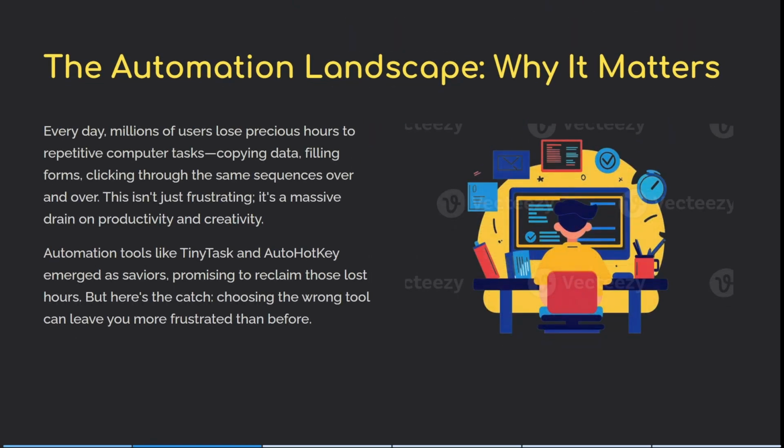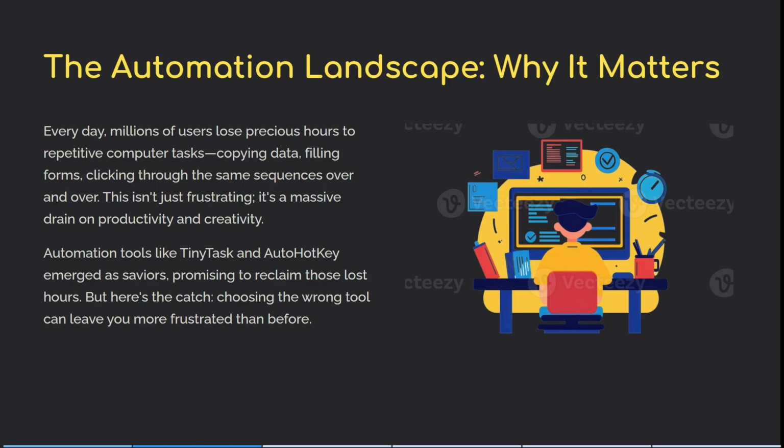First of all, the automation landscape and why it really matters. Every day, millions of people lose precious hours to repetitive computer tasks: copying data, filling in forms, clicking through the same sequences over and over. We may not realize it, but it is quite frustrating, and it's a massive drain on productivity as well as your creativity. Automation tools like TinyTask and AutoHotKey emerged as saviors for this, promising to reclaim those lost hours. But here's the catch. Choosing the wrong tool can leave you more frustrated than you were before, because not everyone is the same.